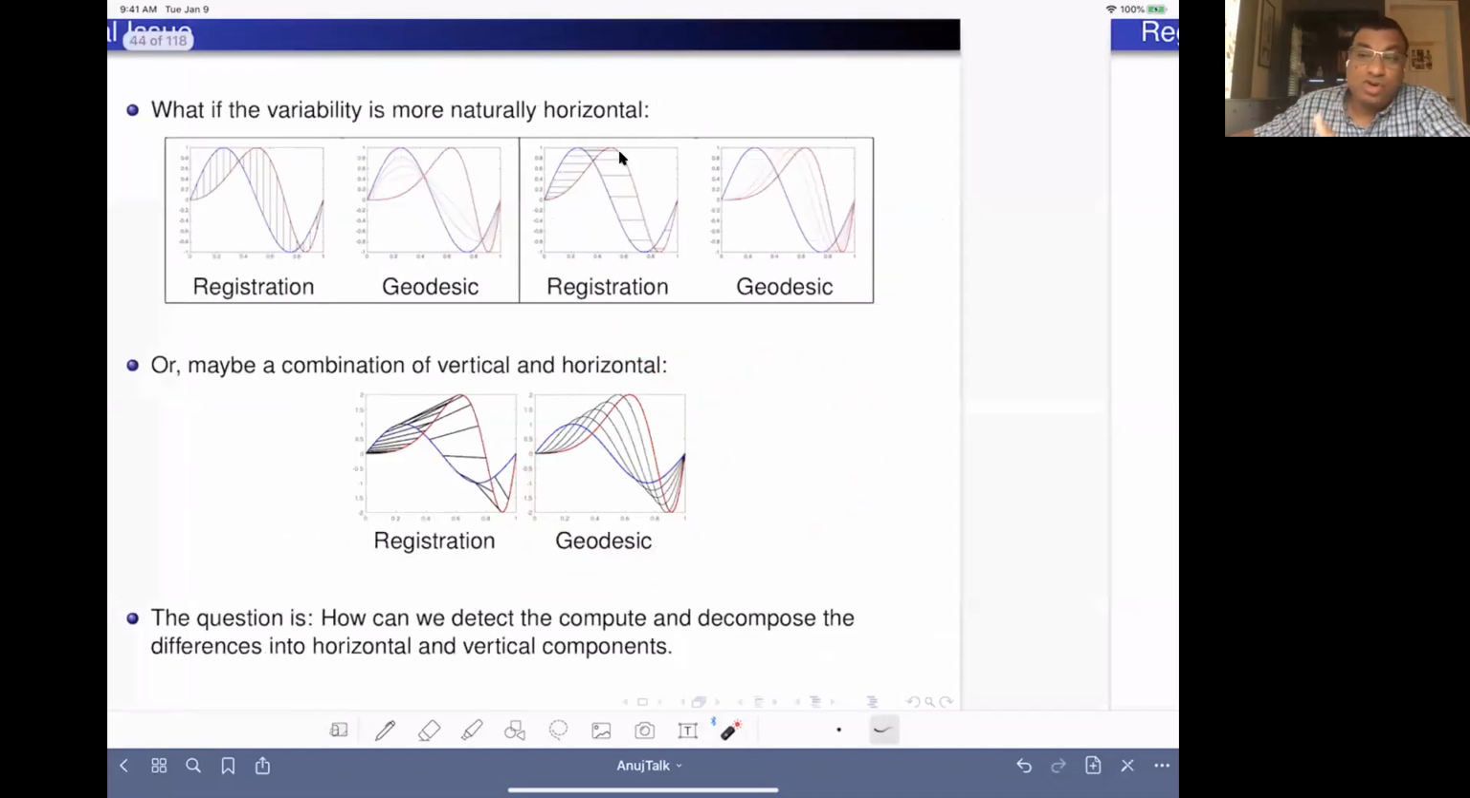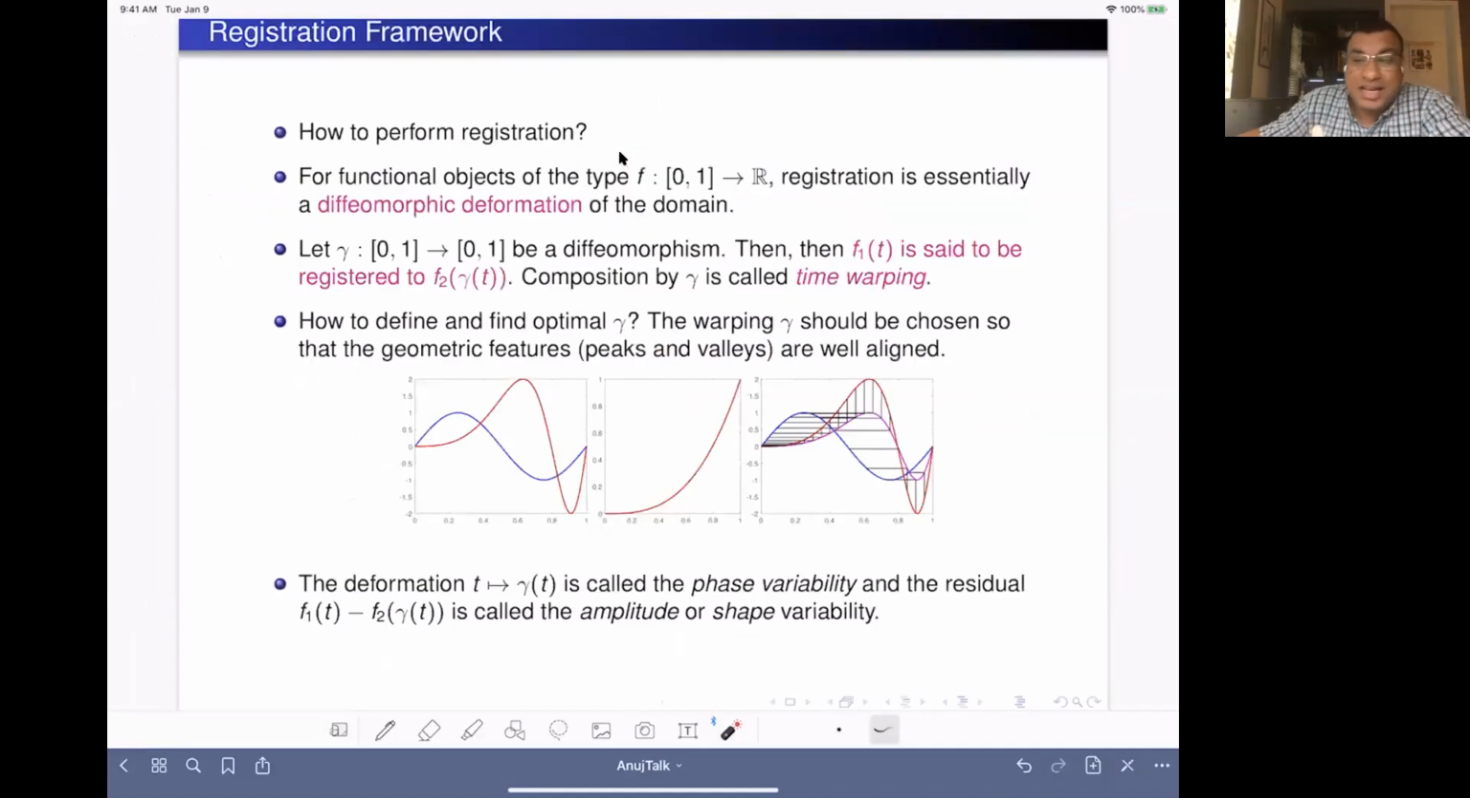How should one go about doing it? Remember time warping? This is how time warping comes in handy. I have two functions, F1 and F2, the same functions I showed in the last slide. What I'm going to do is find the time warping function. Remember, a time warping function is a function that starts at 0,0, ends at 1,1, and is always smoothly climbing. I'm going to find a time warping function, and I will time warp one of them, let's say the blue one, into this magenta one.